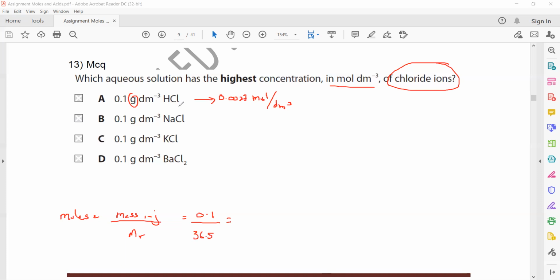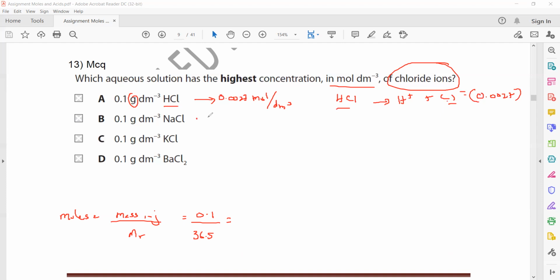But this is the concentration of HCl. When HCl dissociates into hydrogen ion and chloride ion, the ratio of HCl to chloride ion is 1 to 1. So we'll have the same concentration, 2.74 times 10 to the power minus 3, or the same as 0.0027. So what will be the concentration of chloride ion? Because 1 to 1 is the ratio, it will have the same concentration, 0.0027.